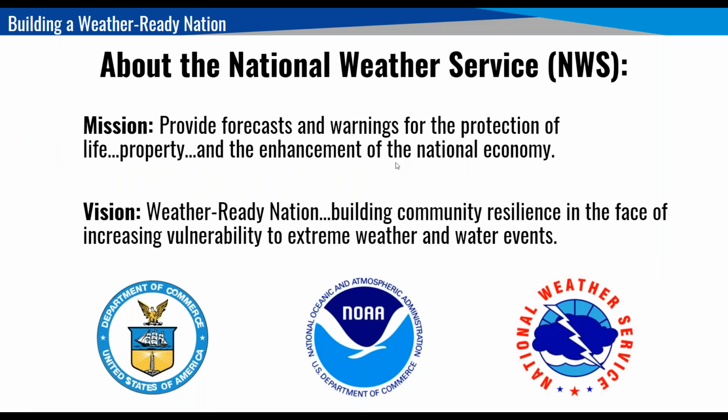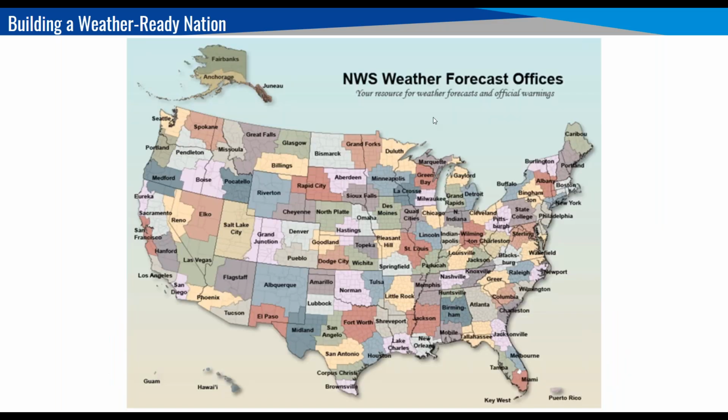So let's discuss a little bit about the National Weather Service. First off, our mission is to provide forecasts and warnings for the protection of life, property, and enhancement of the national economy. Our vision is working to build a Weather-Ready Nation. This means building community resilience in the face of increasing vulnerability to extreme weather and water events. The National Weather Service, we are only a small part of it here in Springfield. We make up one of 122 National Weather Service forecast offices across the country.